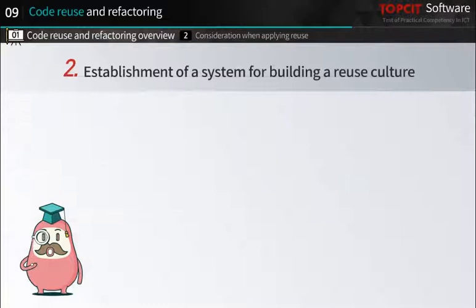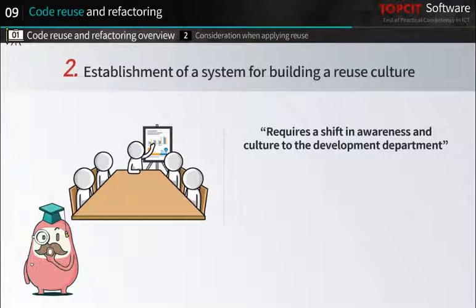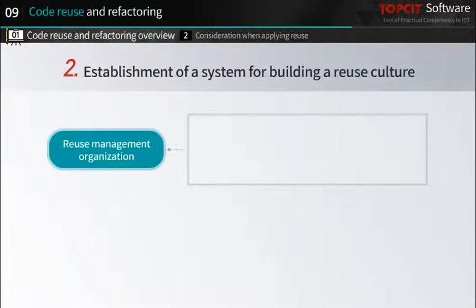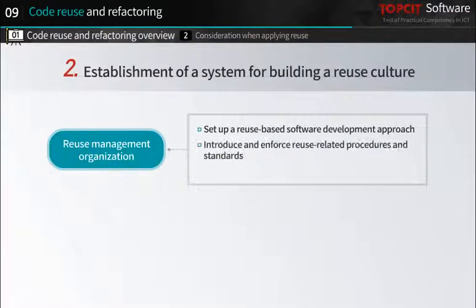Second is the establishment of a system for building a reuse culture. Introducing reuse into the software development process requires a shift in awareness and culture in the development department. This requires developers to change their minds and requires building a culture in organizational and institutional aspects. In order to establish such a system, the following must be put into practice. A reuse management organization is needed to set up a reuse-based software development approach. These management organizations introduce and enforce reuse-related procedures and standards. They also enact and implement policies to increase reusability.